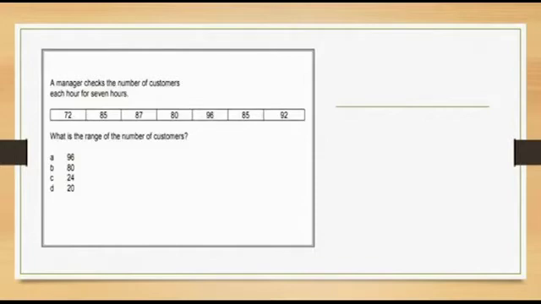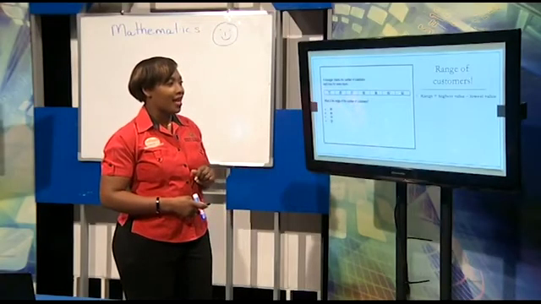All right? So a manager checks the number of customers each hour for 7 hours. What is the range of the number of customers? And as you can see, 1, 2, 3, 4, 5, 6, 7. There are 7 different values there that represent the 7 times he would have checked how many customers are in the store. What is the range of numbers? And you should get it by now.